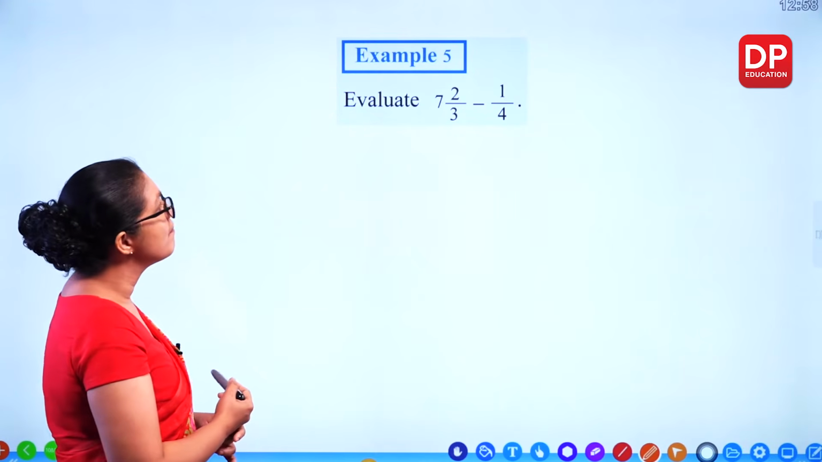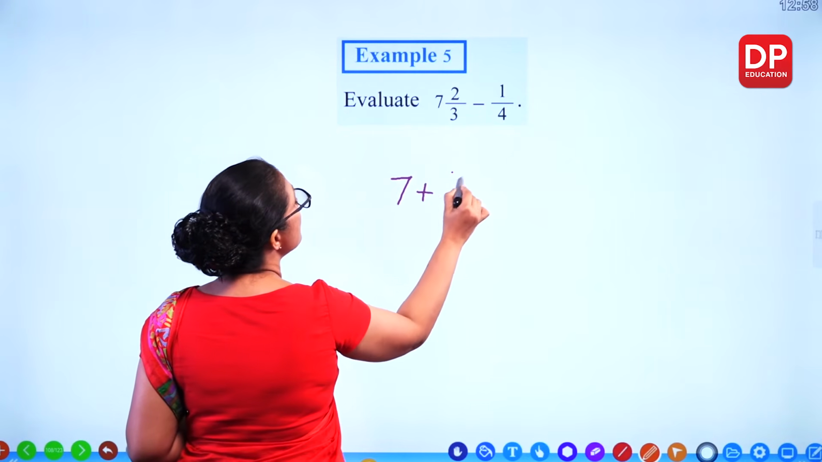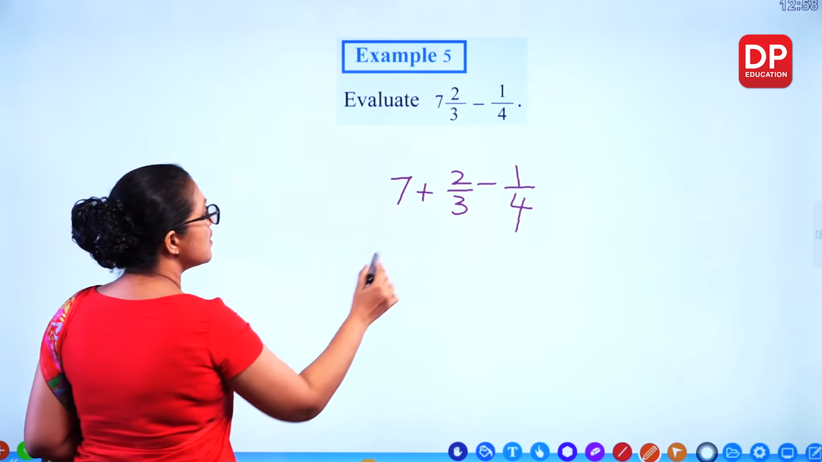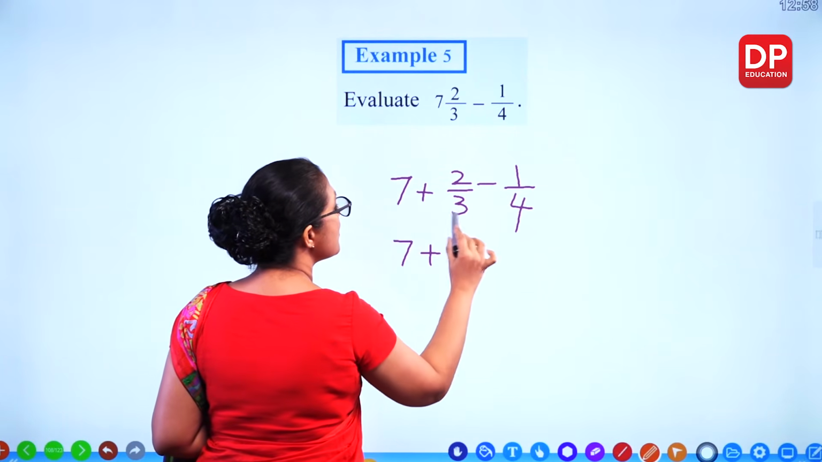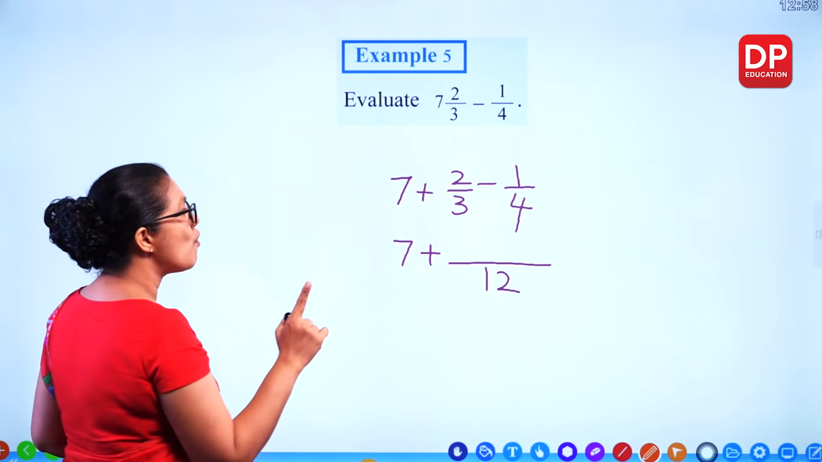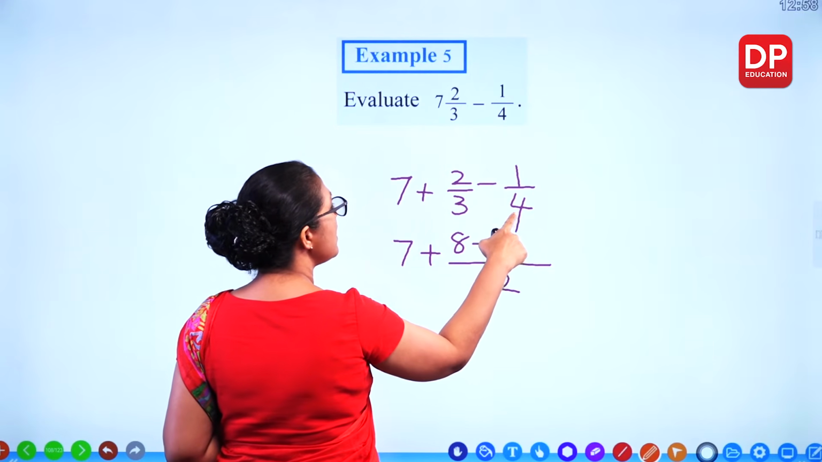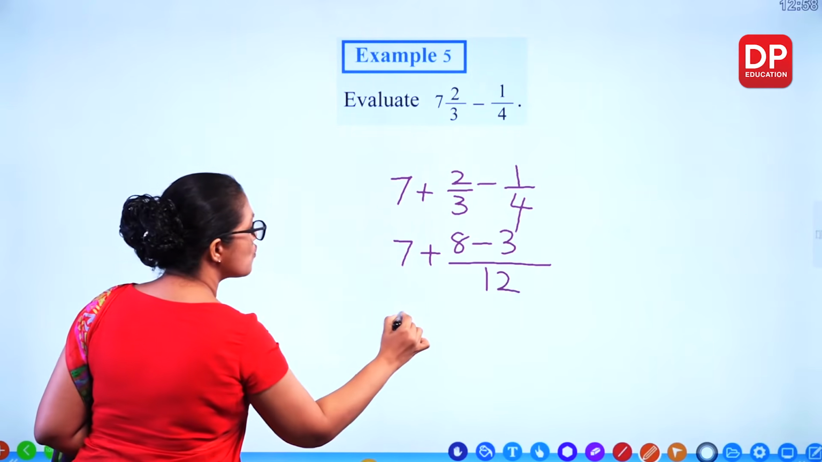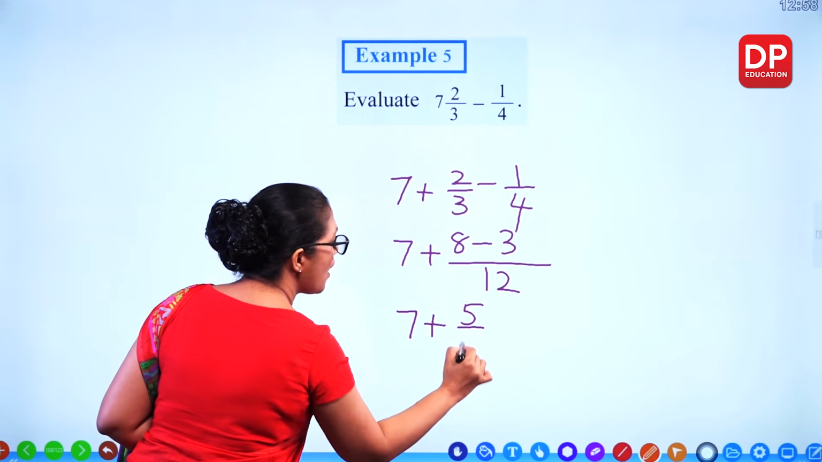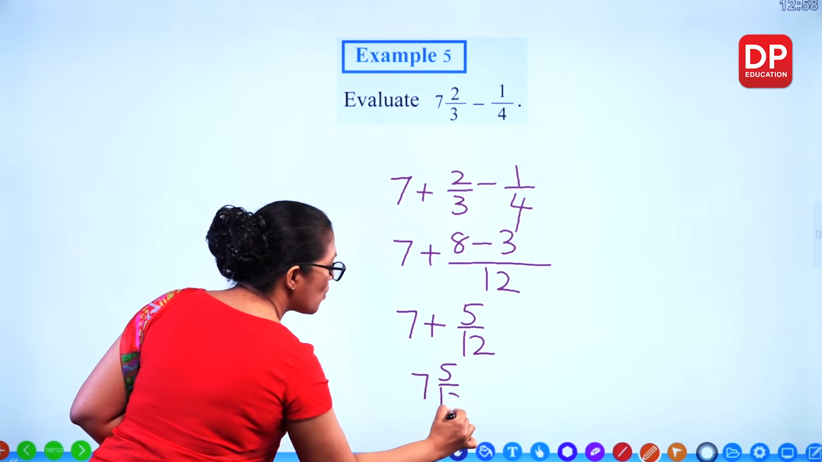Example number 5. Subtract the whole numbers, you get 7. And you get 2/3 and 1/4 you can subtract. So what's the common denominator for 3 and 4? That's 12. Multiply this by 4. 4 times 2, 8. And here multiply this by 3. 3 times 1, 3. So 7 and 8 minus 3, 5. 5 over 12. I can write 7, 5 over 12.